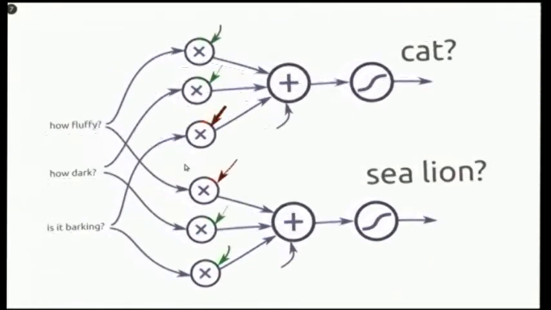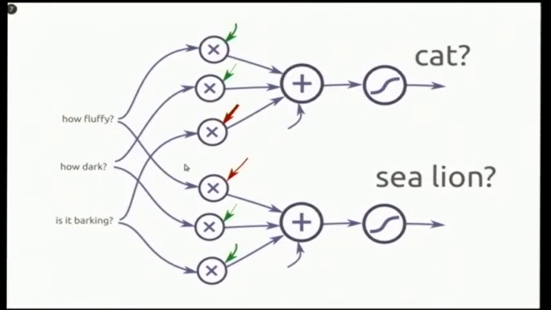Now, if you have the same features and you have two neurons, and one of them is trying to decide whether it's a sea lion, then the barking is a positive thing there. Then if you compare the outputs for cat and sea lion, if it's barking, it's definitely a sea lion, definitely not a cat. But if it's not, then it's just sort of based on the other ones, so it's hard to be sure, because they're both neither black nor white.